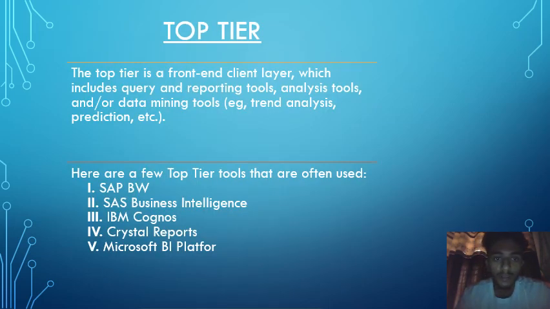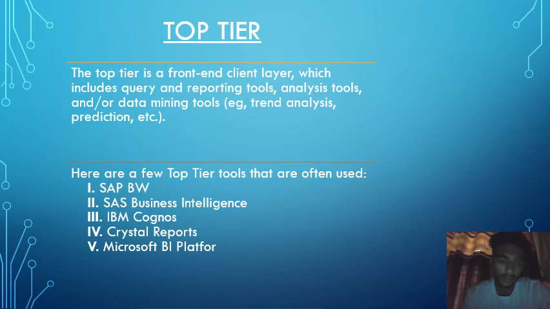Top tier. The top tier is a front-end client layer which includes query and reporting tools, analysis tools, and data mining tools. Here are a few top tier tools that are often used: SAP BW, SAS Business Intelligence, IBM Cognos, Crystal Reports, and Microsoft BI platform. These were a few top tier tools that are often used in the top tier.